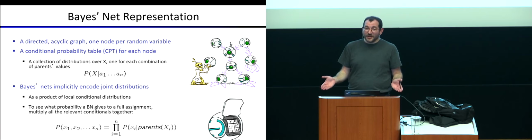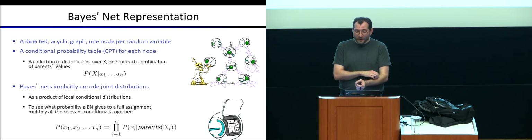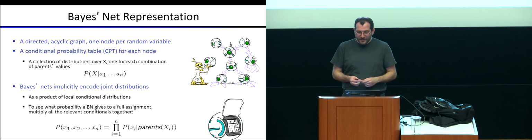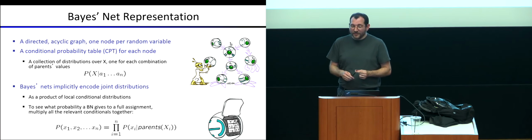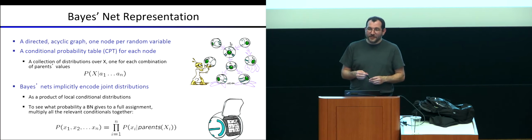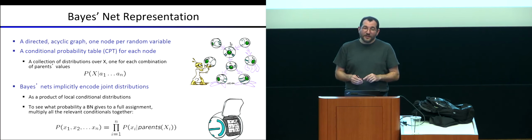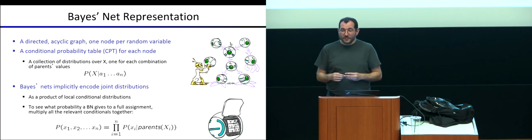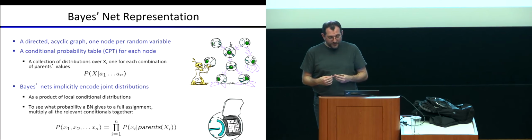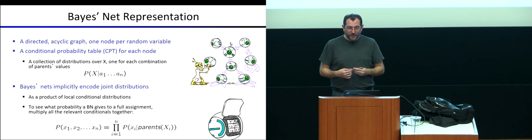It's a representation of a probabilistic model over some domain of variables. You have a directed acyclic graph. You have one node per random variable. And living inside each node is a conditional probability that specifies the probability of all the outcomes of that node given an assignment to the parents. This encodes a joint distribution.